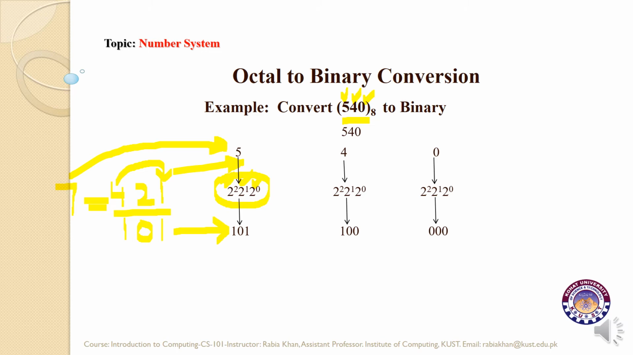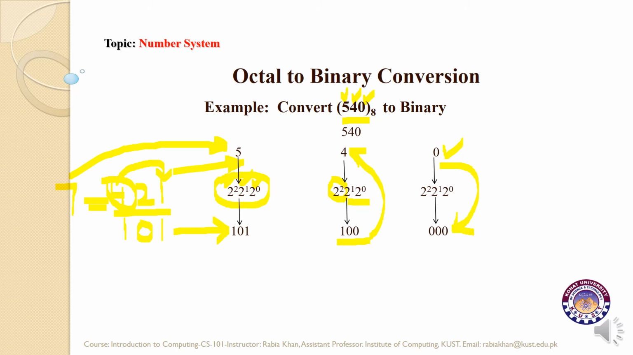The second number, as you can see, is 4. If we only switch on the last bit and keep the first 2 off, it will generate 100, which is equal to 4. And then the last digit is 0. 0 means no bit should be on. All the bits should be off in order to generate a 0. So here you can see we generated a group of 3 zeros to generate the digit 0 in the octal number.